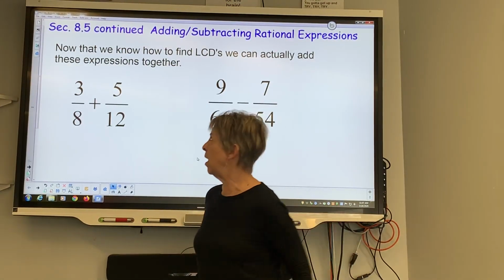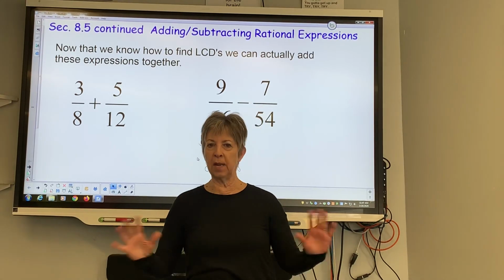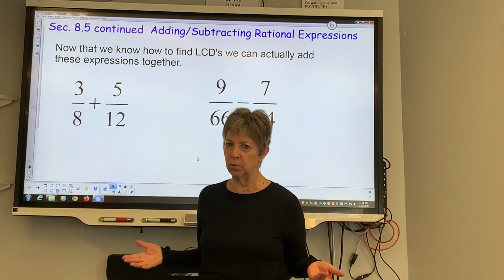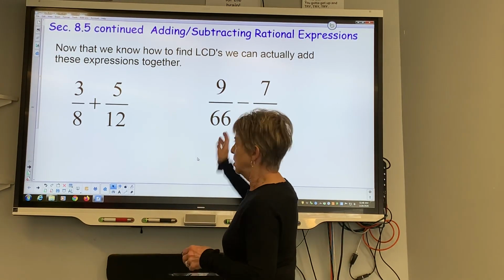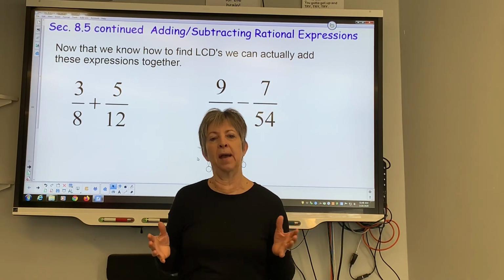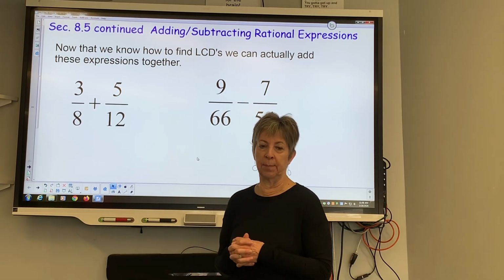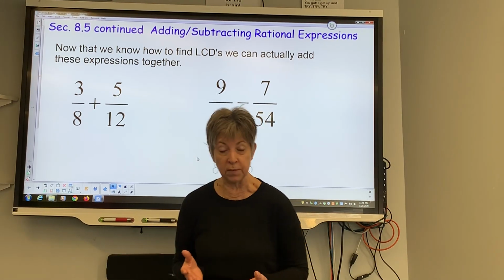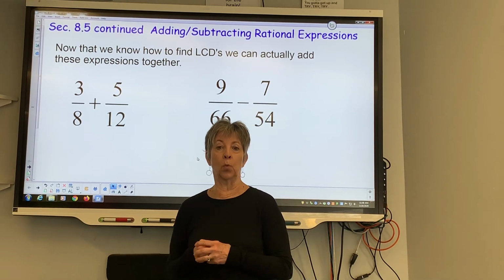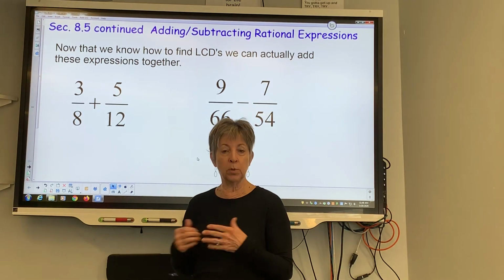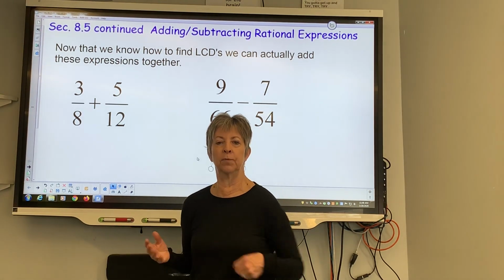Okay, here we go. More on section 8.5, so if you want to read your book and learn some more about this, you can. So hopefully you guys did okay on that worksheet I gave you on just finding the least common denominators. And I'm going to try to post answer keys to all the worksheets on our PowerSchool page so that you can check them if you're struggling with them.